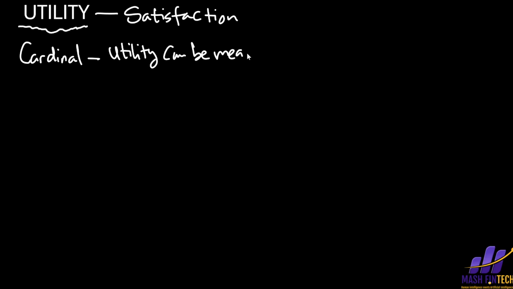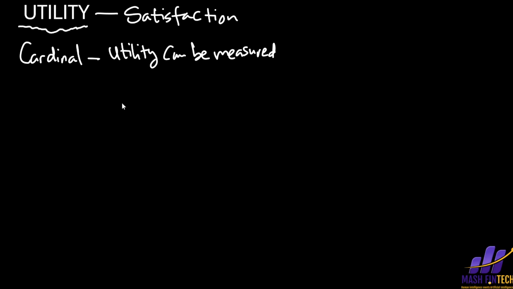The first approach they take is called the Cardinal approach. And the Cardinal approach to utility assumes that satisfaction can be measured. You can assign a value to utility. Utility can be measured. That's the Cardinal approach to utility.